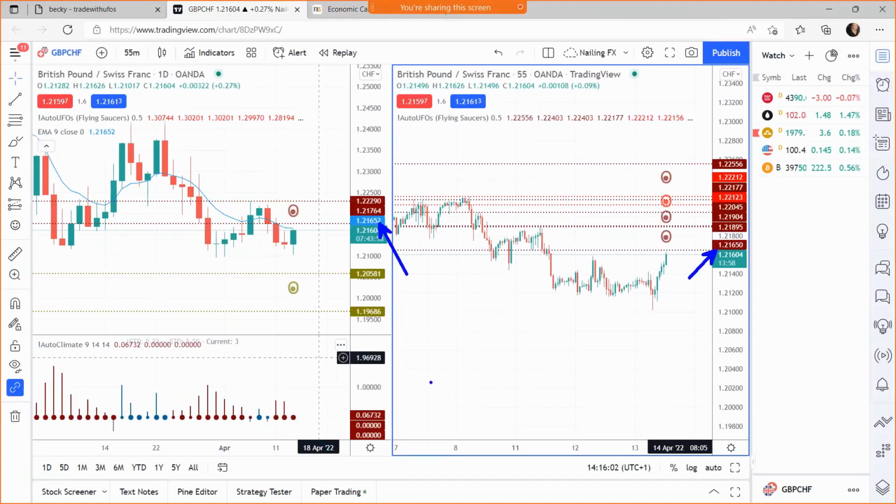So what we have is probability down combined with sellers that will come in at the EMA, combined with sellers that will come in at these UFOs. So sellers, sellers, and sellers. Therefore, more probability that the markets go down, which is why we would also want to be selling.